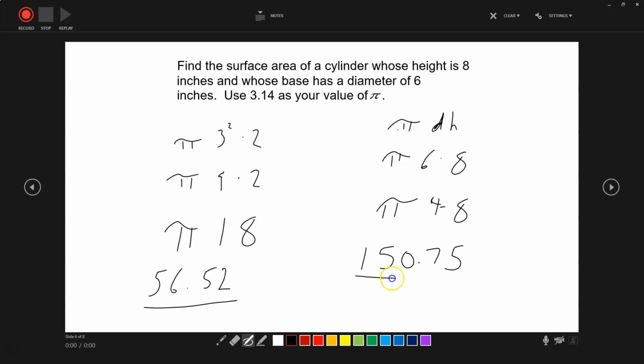Now we're going to add these two up, and that will equal 207.24. And don't forget it's inches. Up here it says inches, so inches squared. And that's how you solve the surface area of a cylinder.